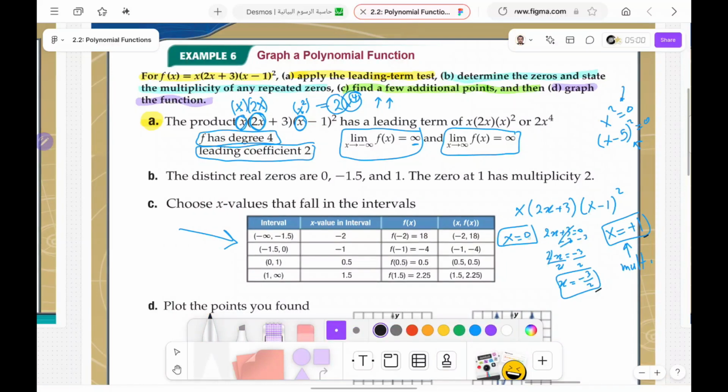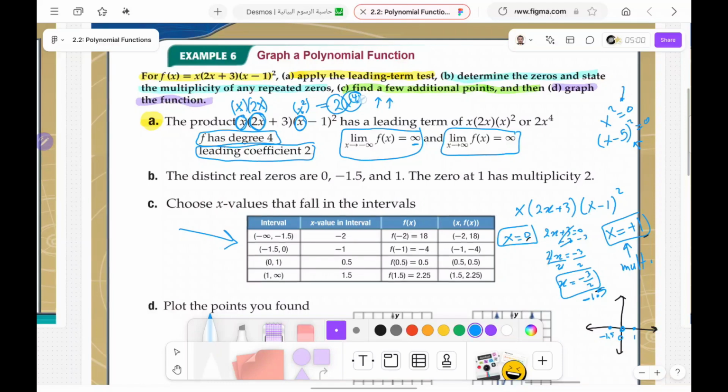You have the zeros. Now plot the points. The first one is 0. The second one is negative 3 over 2. Converted to decimal, that is negative 1.5, so it should be here. And here is positive 1. Okay, so now look at the power.